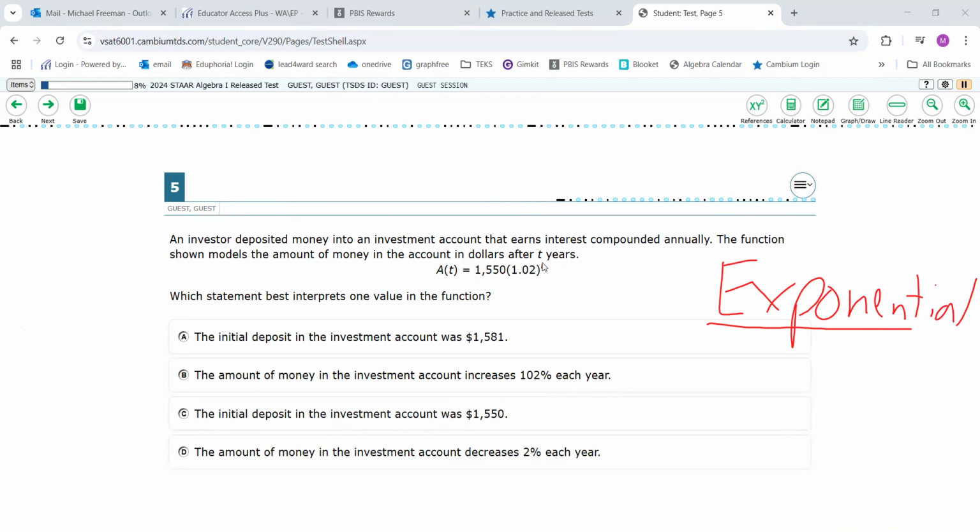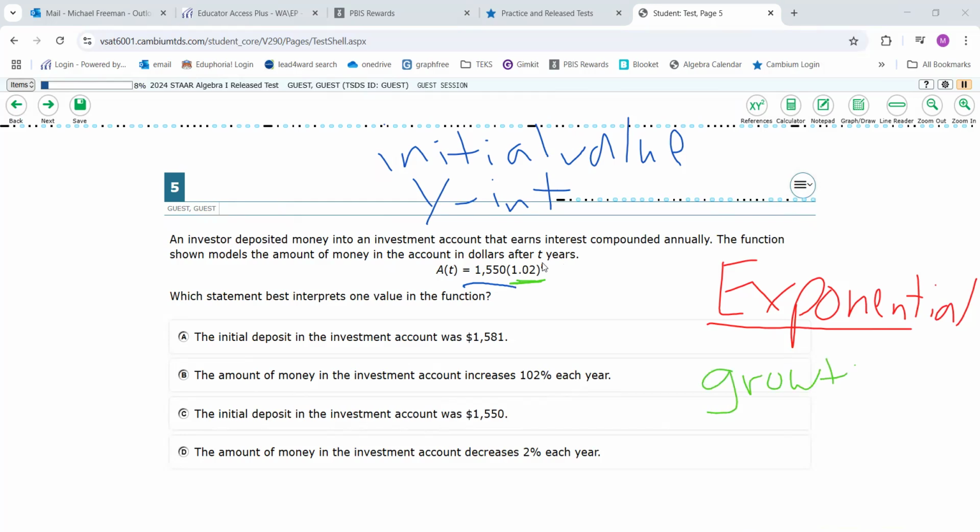Let me undo those bad circles. If it's exponential, our A value is our initial value and our y-intercept. So I know the number in the front is the initial value and the y-intercept. And I know our b number tells me if our data is growing or decaying. Well, this is greater than 1, so that's growth. And how much greater than 1 is it? It's 0.02 greater than 1, so that is 2%, because 0.02 equals 2%.